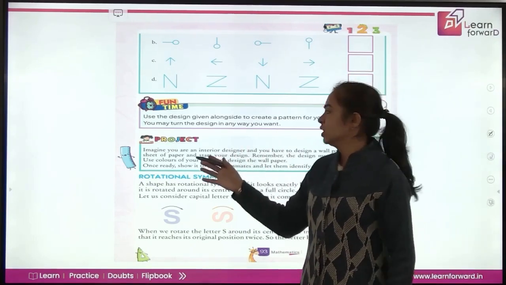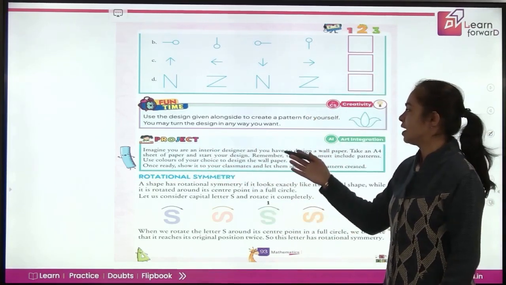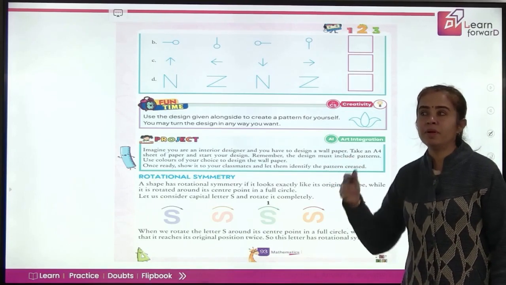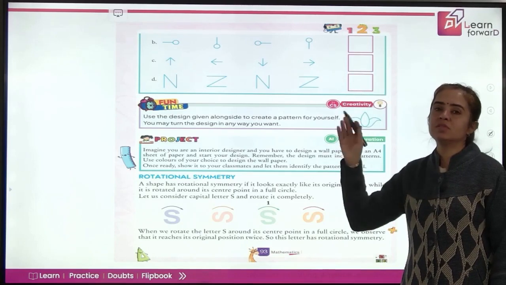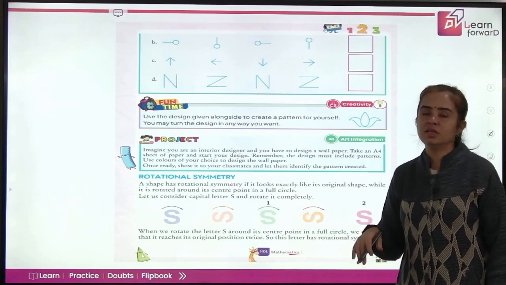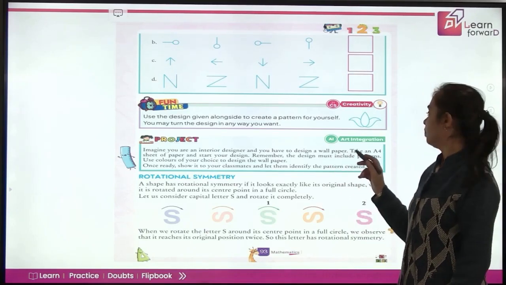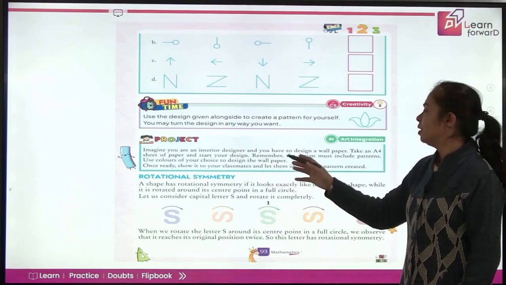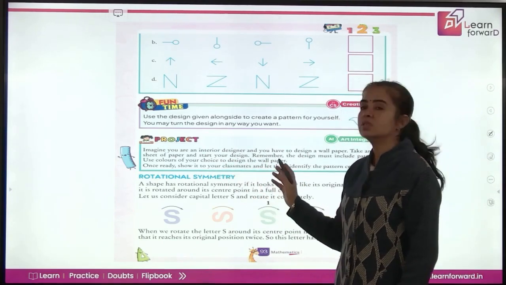Now in a project, you have to imagine you are an interior designer and you have to design a wallpaper. Have you seen wallpaper? How patterns flow there? Sometimes they are just the same. Sometimes they are changing their positions, taking different turns. So you have to design a wallpaper. Take an A4 sheet of paper and start your design. Remember, the design must include patterns. Use colors of your choice to design the wallpaper.